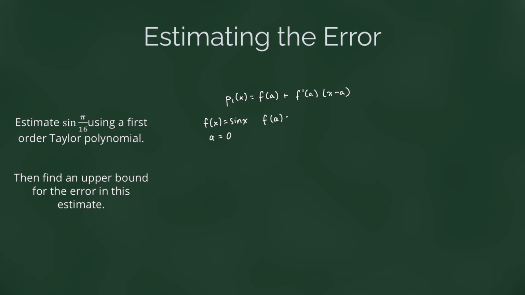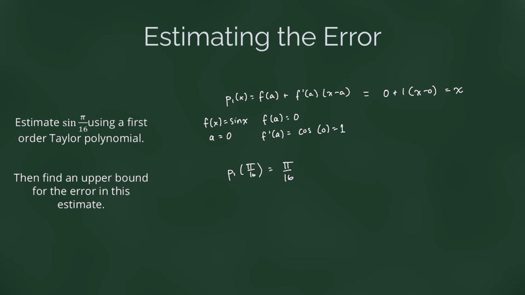So f of a is the sine of 0, which is 0, and f prime of a is going to be the cosine of 0, which is 1. So our first order Taylor polynomial approximation of the sine function centered at 0 is 0 plus 1 times x minus 0, which is just the line y equals x. P1 of pi over 16 then is just pi over 16.